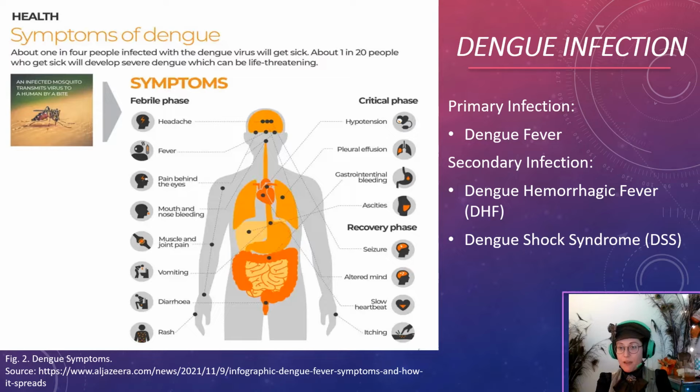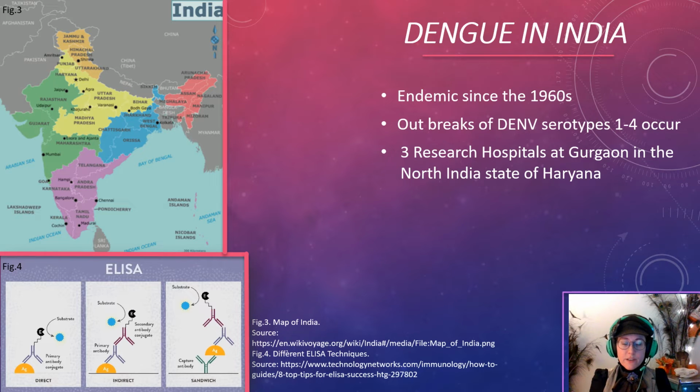It's currently only administered to people who have had previous infections, so primary infection, and are currently living in endemic areas. Now, as I said earlier, Asia is endemic with the dengue virus, and that includes the subcontinent of India. India itself has been endemic with this disease since the 1960s, with annual outbreaks occurring with all 4 serotypes. Now, this is also one of the countries most affected by this disease, with 5.2 million people being infected with the dengue virus back in 2019.